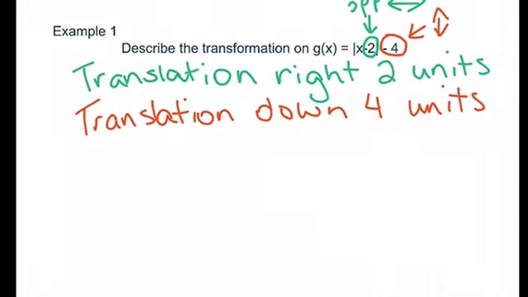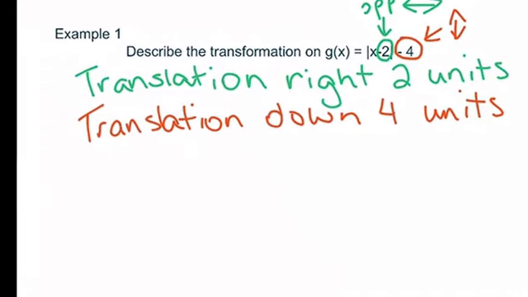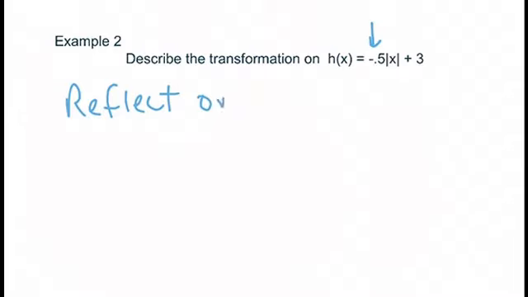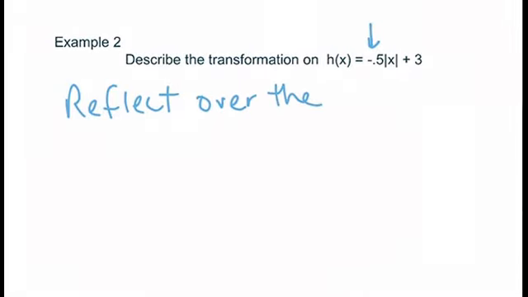All right, you need to use this terminology. So let's do example 2. Okay, example 2, describe the transformation on h of x equals -0.5 absolute value of x plus 3. Again, we're going to go one thing at a time. I have a negative right here. The negative in front of the absolute value tells me to reflect over the x-axis.